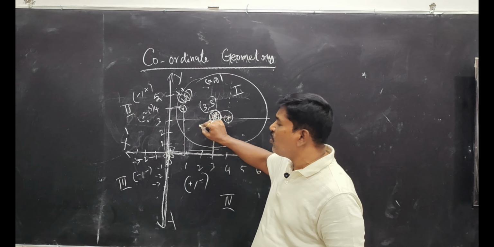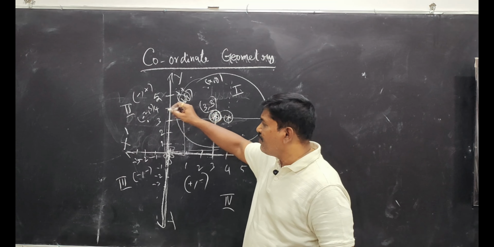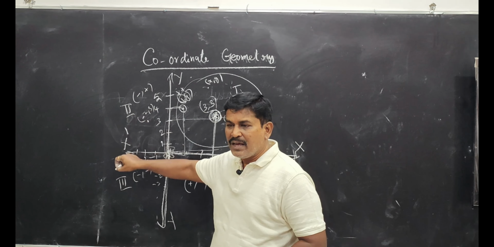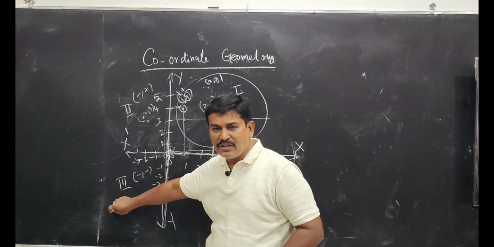Right? You can have all the points in the first quadrant. You can have all the points in the second quadrant. You can have all the points in the third quadrant. And you can have all the points in the fourth quadrant. They will ask, what is the sign in the fourth quadrant? So, all these are very important in higher studies.